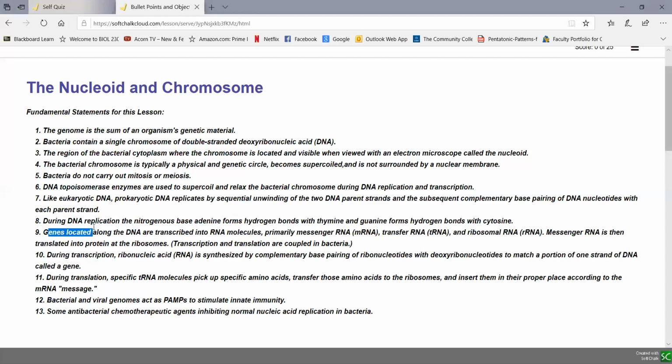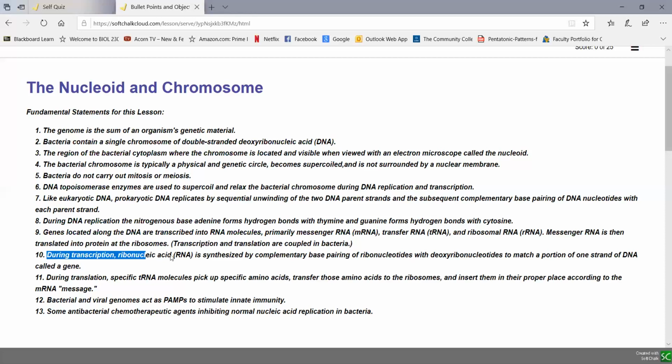Genes located along the DNA are transcribed into RNA molecules: messenger RNA, transfer RNA, and ribosomal RNA. Primarily, of course, most of the genes are transcribed into messenger RNA, since there's only a limited number of transfer RNA and ribosomal RNA molecules in a bacterium. Messenger RNA is then translated into proteins at the ribosomes, and in fact, transcription and translation are coupled in bacteria.